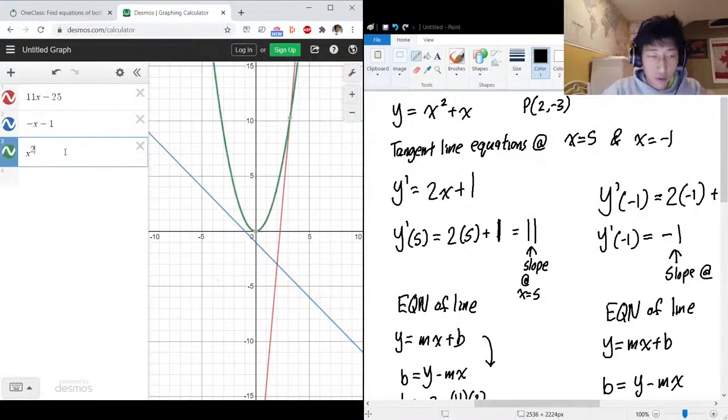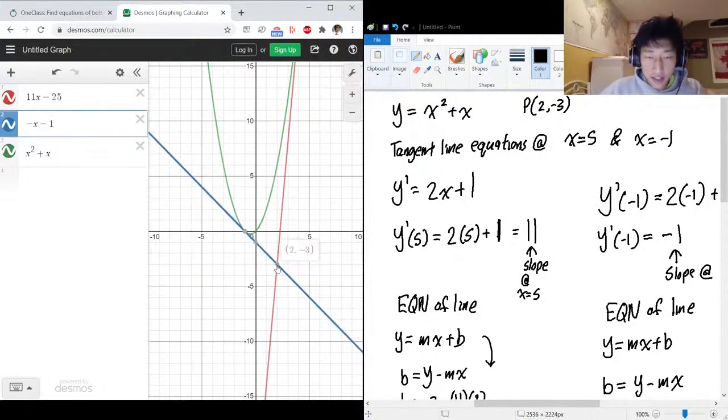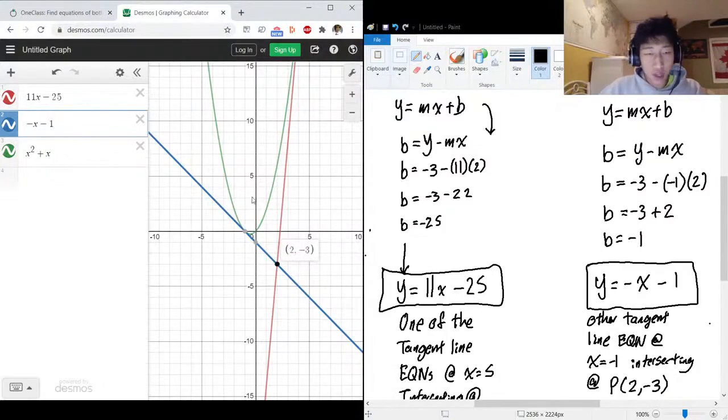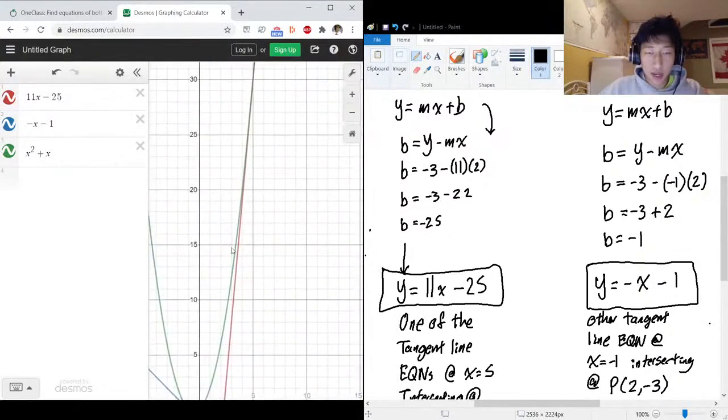to the power of 2 plus x. That looks pretty tangent to me. And it's intersecting at our point of interest. So the blue line, y equals negative x, minus 1. That looks pretty good. Our red line corresponds to 11x minus 25.